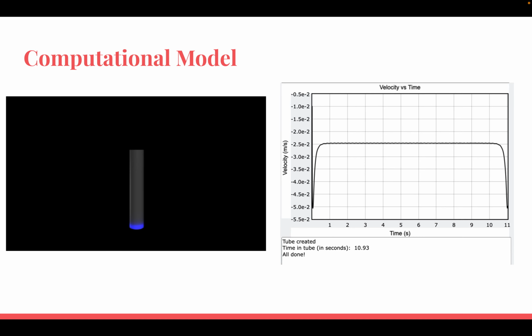And so our computational model that was generated resulted in the graph on the right, as well as the time in the tube being 10.93 seconds. So the magnet was in the tube for 10.93 seconds, which in the real world model seems a little bit unrealistic, but in the computational model, based on the given values as well as the mu value, it was calculated to be 10.93 seconds.